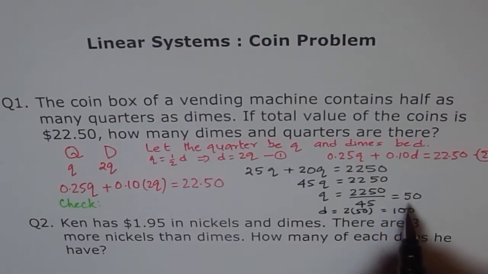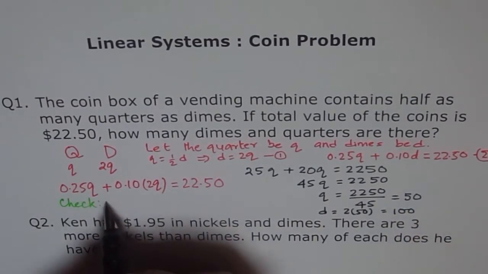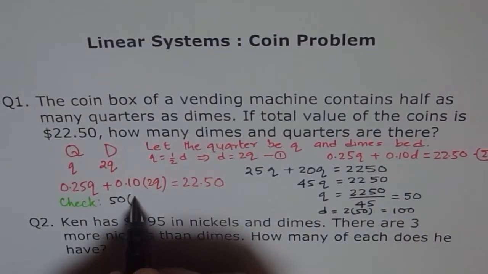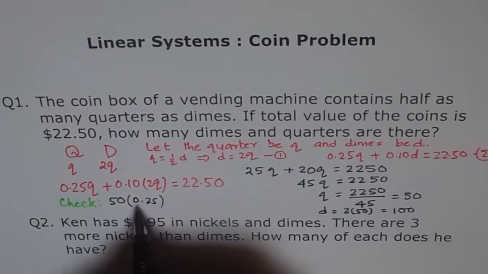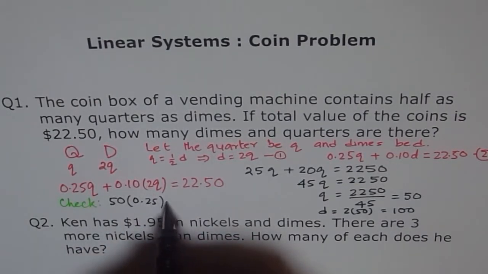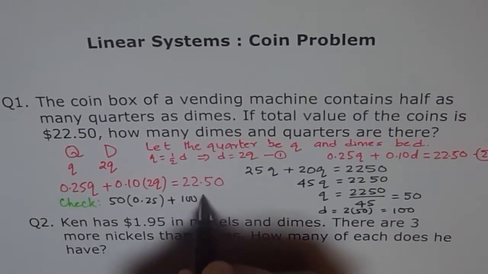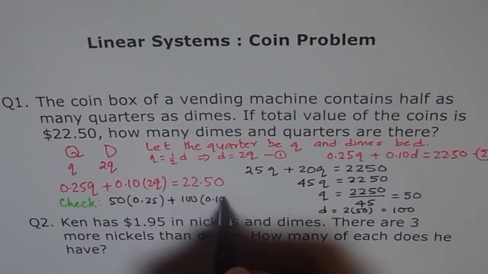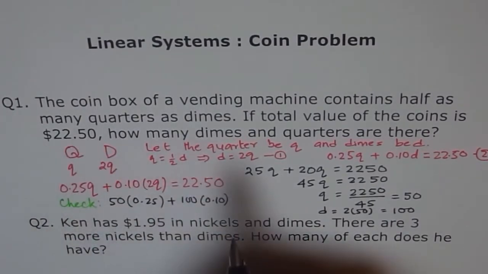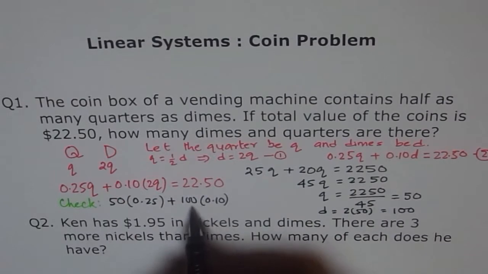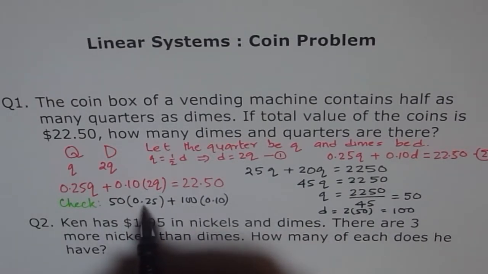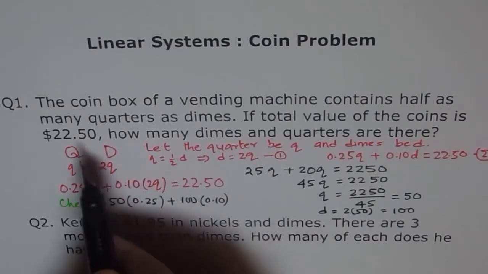Now, number of quarters are 50. So 50 times 25 cents, quarters, right? You just do 1/4 of 50, plus 100 times 10 cents. Check, is it equal to 2250? 10 cents times 100 is $10, right? And this is half of half, a quarter. Half of 50 is 25 and half of half is 12.50. So 12.50 plus 10 is 22.50, and that's how you get your answer.